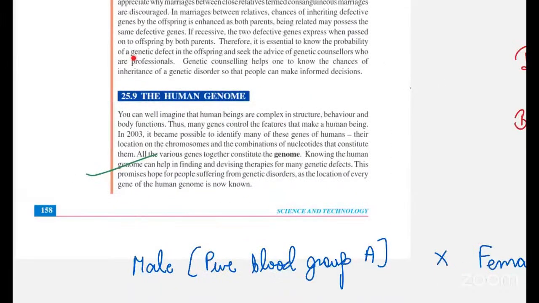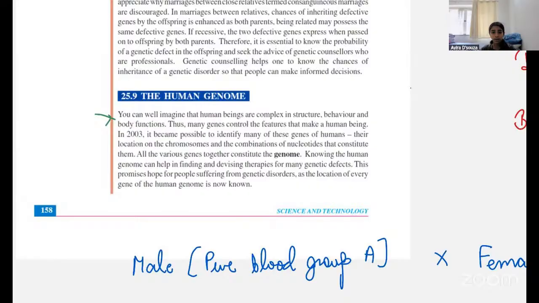Now, human genome. So we'll read this, and Ira, please read this. The human genome. You can well imagine that human beings are complex in structure, behavior, and body functions. Thus, many genes control the features that make a human being. In 2003, it became possible to identify many of these genes of humans, their location on the chromosomes and the combination of nucleotides that constitute them. All the various genes together constitute the genome.